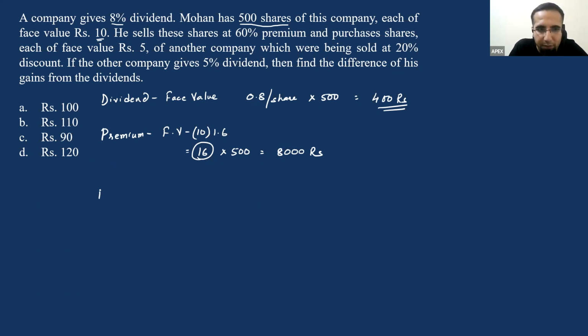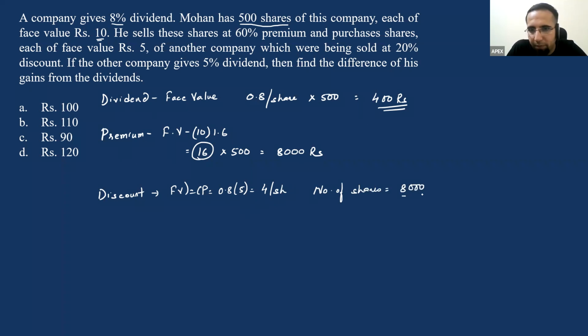Now, the face value of the other company is 5, and the shares are being sold at 20% discount. Again, if premium is on face value, then the discount is also given on the face value of the share, which here is a discount of 20%, which means the price at which he bought the share is equal to 0.8 of 5. So he bought each share at 4 rupees. Right? So how many shares did he buy? The number of shares that he bought will be equal to 8,000 divided by 4, which means he has bought how many shares, guys? He has bought 2,000 shares.